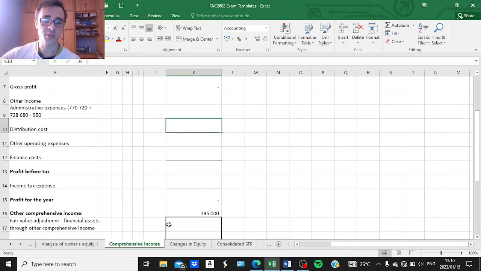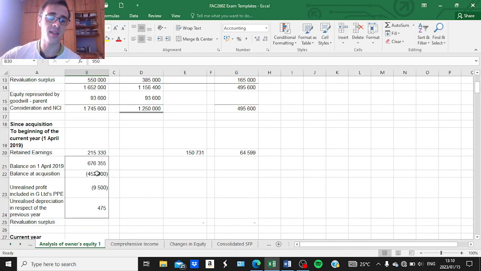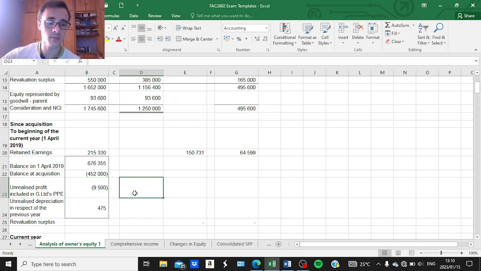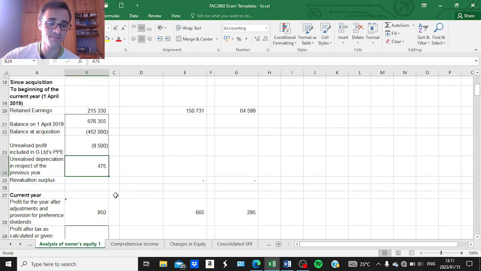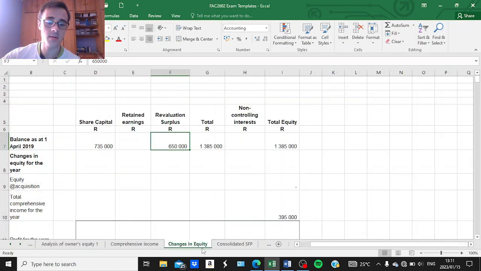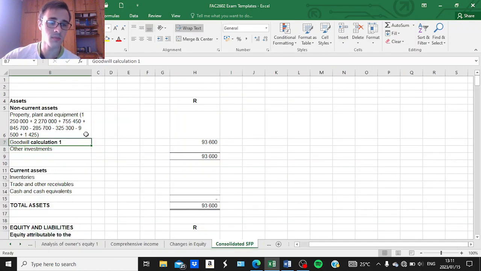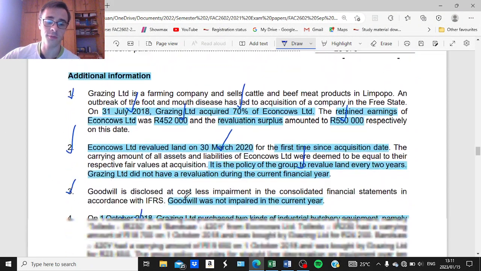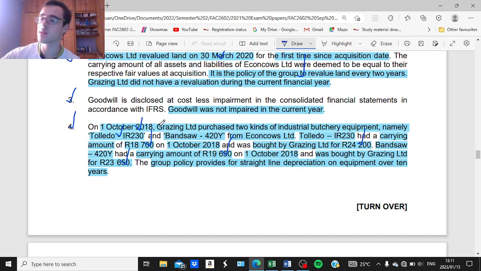Okay, we are done with additional information point 4. We have calculated and eliminated the unrealized profit on both the Toledo and bandsaw equipment, and we have eliminated the unrealized depreciation accordingly. Okay, so we are done with additional information point 4, the intergroup sale of equipment, where the subsidiary made the profit.